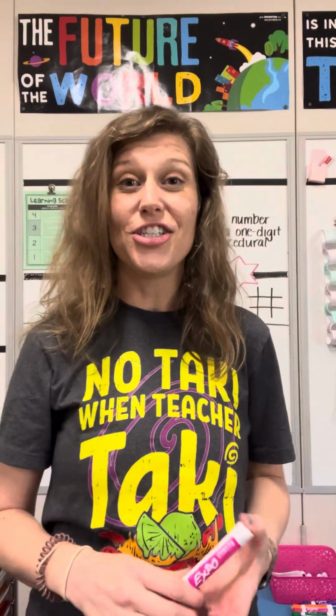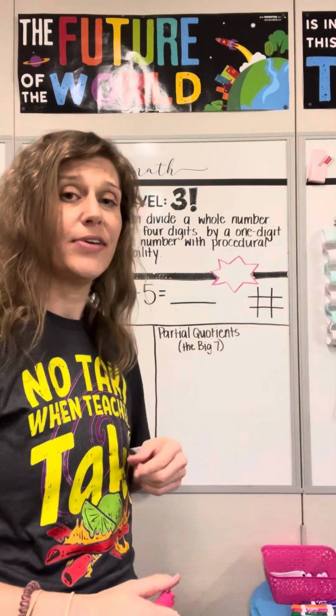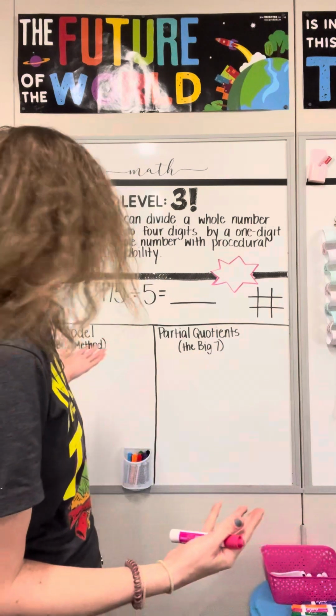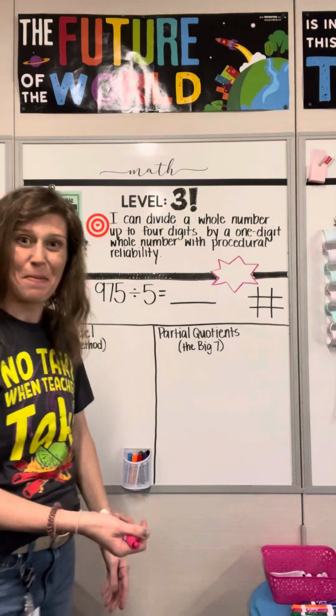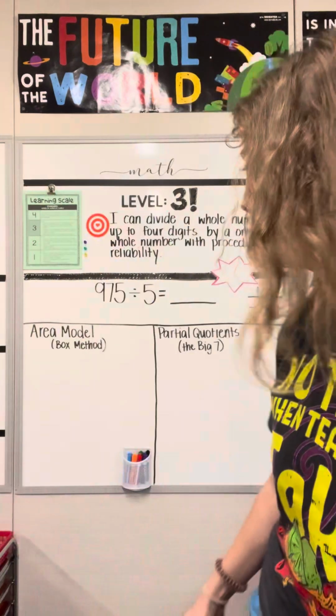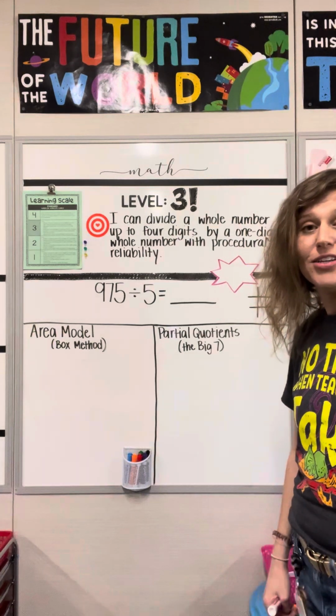Hi guys, if you're tuning in, I'm going to be going over a division problem and I'm going to be showing you two different ways to solve this division problem. We've been talking about place value strategies in class, one of them being the area model, also known as the box method, and the other one is partial quotients, also known as the big seven.